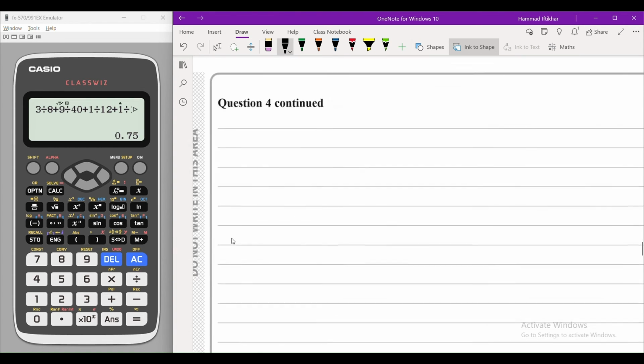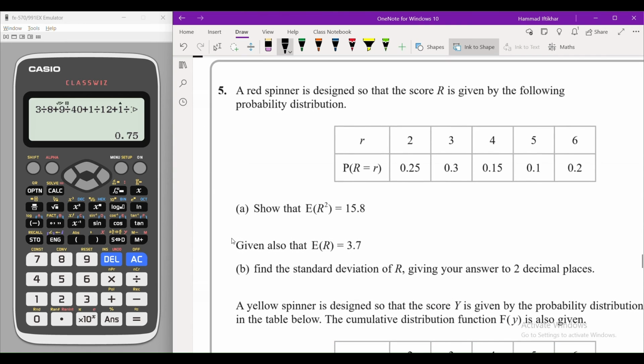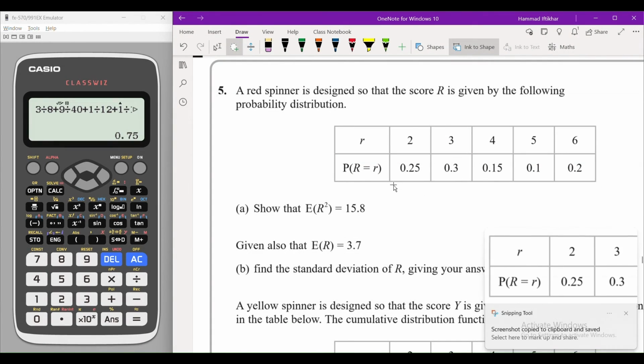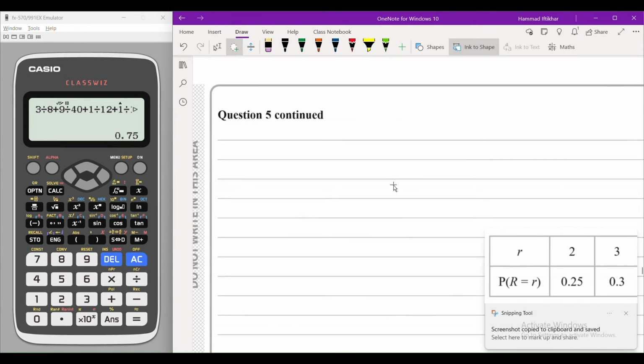So question number 5. A red spinner is designed so that the score R is given by the following probability distribution. Show that E(R squared) is 15.8. So I'll just copy this and paste it below so I don't have to scroll up and down again.